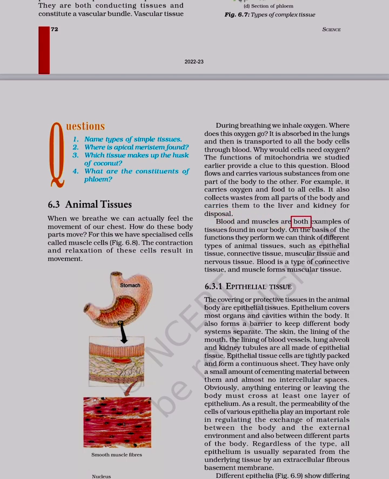Blood and muscles are both examples of tissues found in our body. On the basis of the functions they perform, we can think of different types of animal tissues, such as epithelial tissue, connective tissue, muscular tissue and nervous tissue. Blood is a type of connective tissue, and muscle forms muscular tissue.